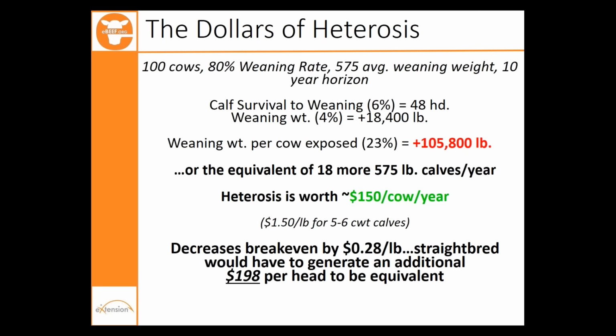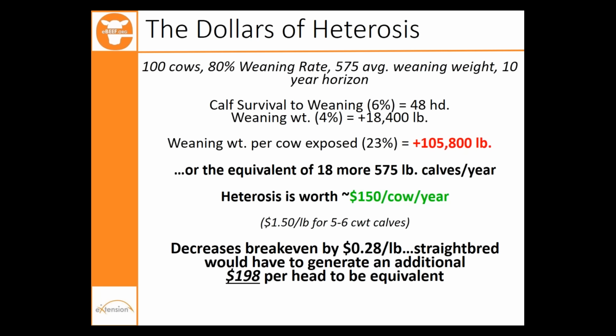And that's not $150, right? So the $150 is based on those crossbred cows' additional reproductive performance. If we look at it from a straight bred standpoint, those calves, because we wean fewer of them, actually have to generate more dollars per head than their crossbred counterparts to be equal. And that number is actually about $200 a head to be equivalent.